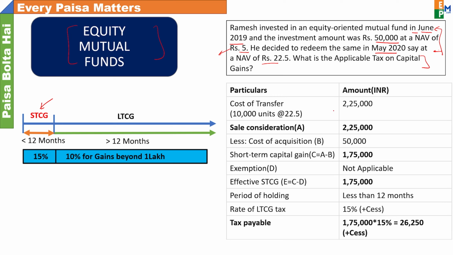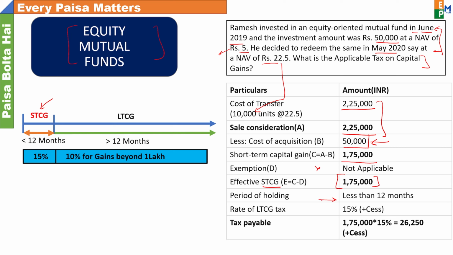The sale consideration that he got when he sold these units is around 2,25,000. That is 22.5 multiplied by 10,000, which is the number of units he bought, and his cost of acquisition was 50,000 rupees. That's the price he paid to buy these mutual fund units. The short-term capital gain is the difference between these two, which comes out to be 1,75,000. There is no exemption or indexation available for short-term capital gain on equity mutual funds. So the effective short-term capital gain for him was around 1,75,000.